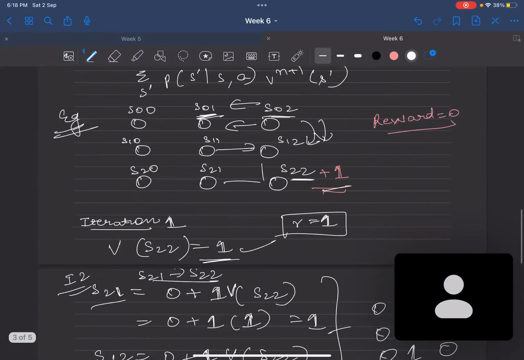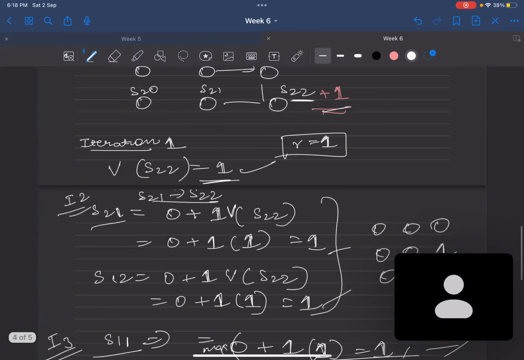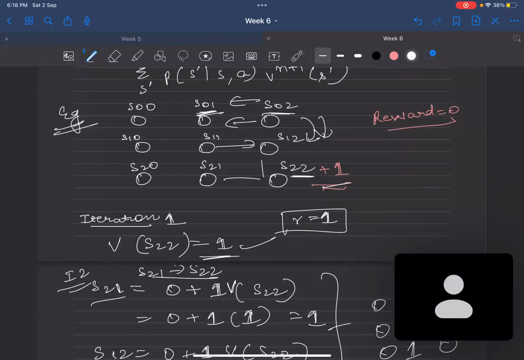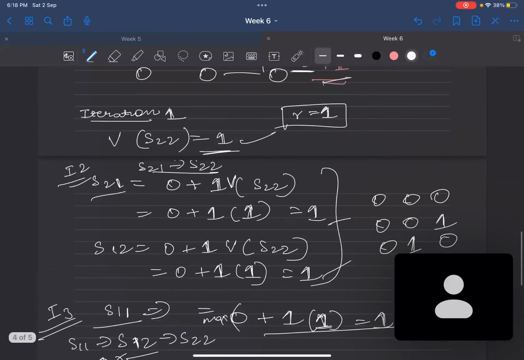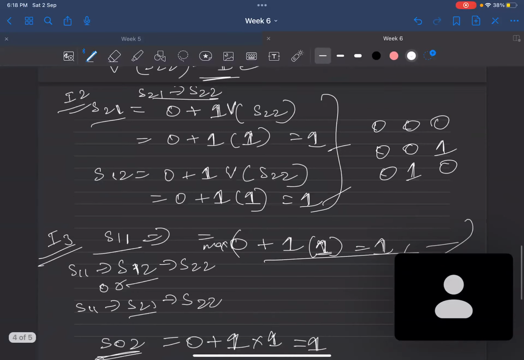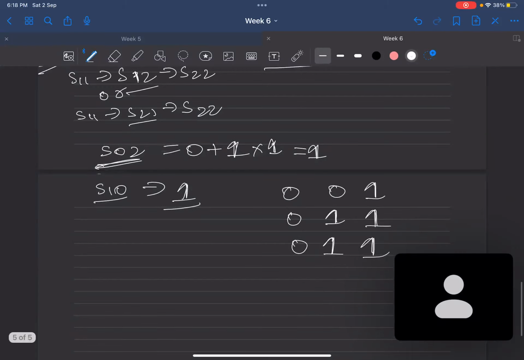Now coming to S10, what are the possible paths we can go? Right, or down, or up also. What about up? Up is 0. What about right? Right and down are both 1. So basically I'll say that I'll get 1 here. Now the updated value function is this: 1, 0.